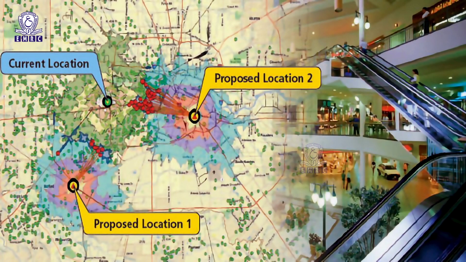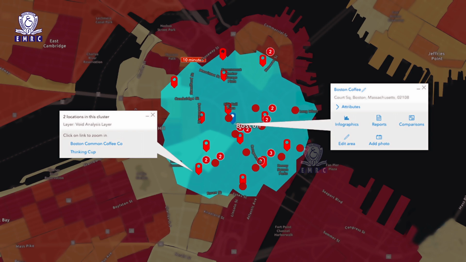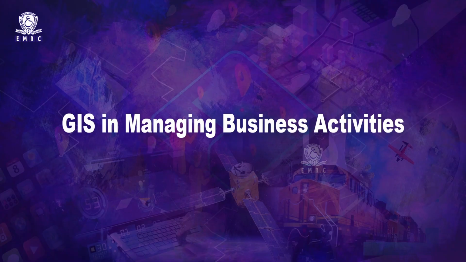Early business applications were simply concerned with mapping spatially referenced data as a general descriptive indicator of the retail environment. This remains the first stage of most business applications and in itself adds an important dimension to analysis of organizational function. GIS in managing business activities.